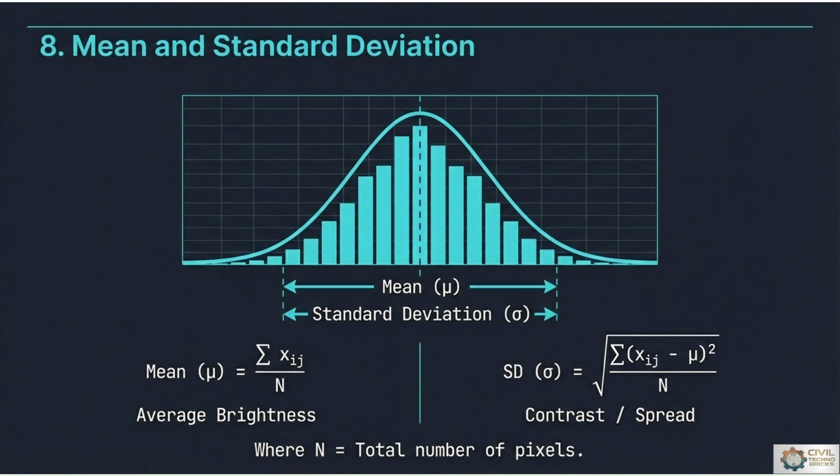A low standard deviation indicates low contrast and uniform surfaces, while a high standard deviation indicates greater variability and clear feature differentiation. Mean and standard deviation support image enhancement, terrain analysis, land use classification, pavement assessment, watershed studies, and infrastructural monitoring in remote sensing and GIS methods.